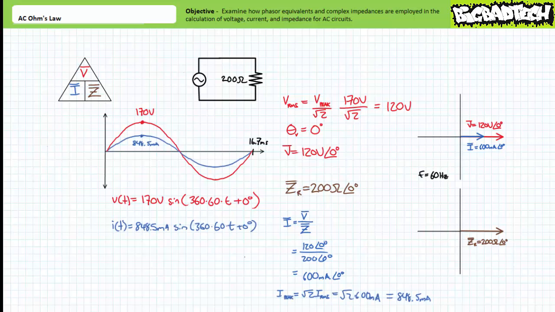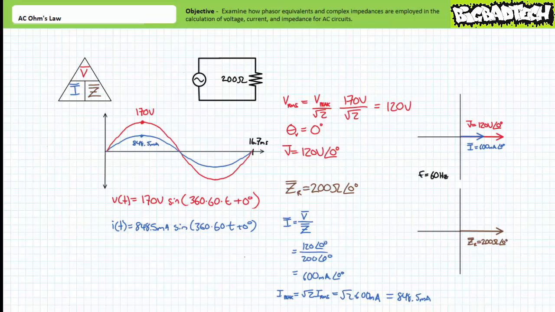If we needed to express current as a time-variant sinusoidal expression, I of t would be equal to 848.5 milliamperes times the sine of 360 times 60 times t plus 0 degrees, where 848.5 milliamperes is the peak value of sinusoidal current with an effective value of 600 milliamperes.